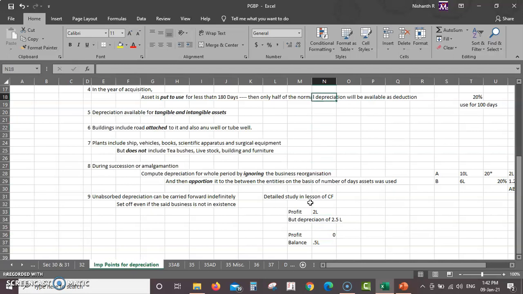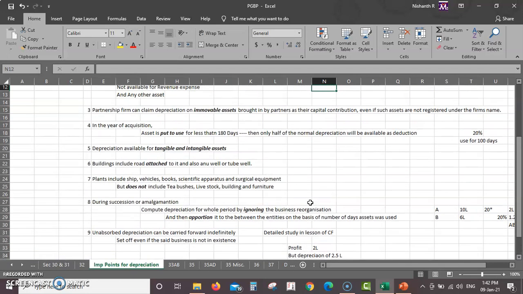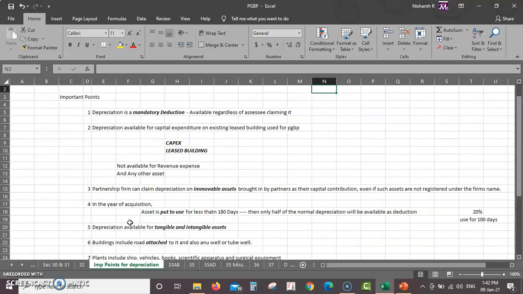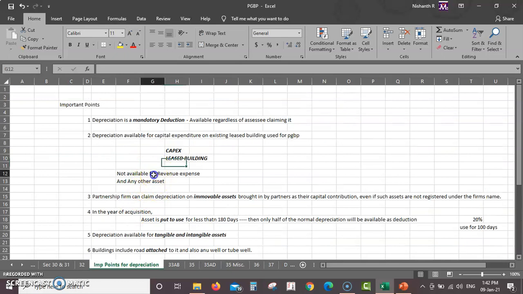The ones that you need to be super careful about are point number 4. This one is very important. Point number 8, amalgamation, and point number 2. Also 3. So 2, 3, 4 and 8 are the most important points. Okay. So shall we head to the individual sections? Yeah. So let's check the individual sections now.